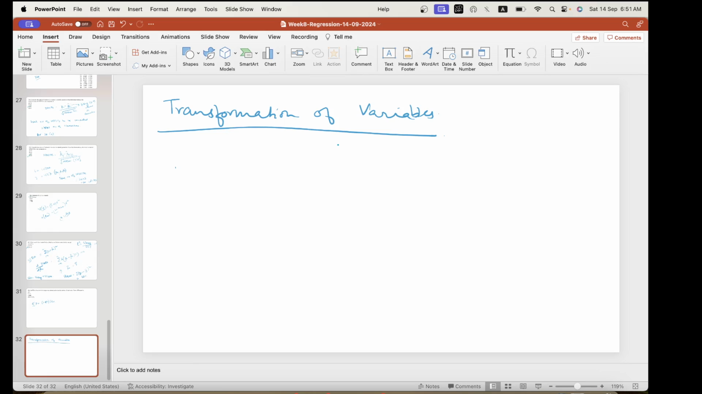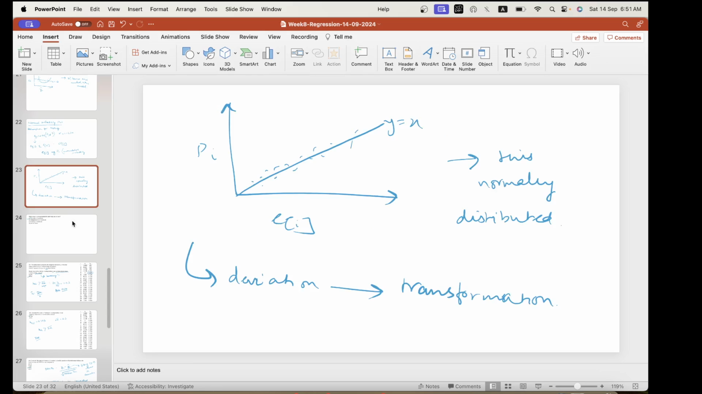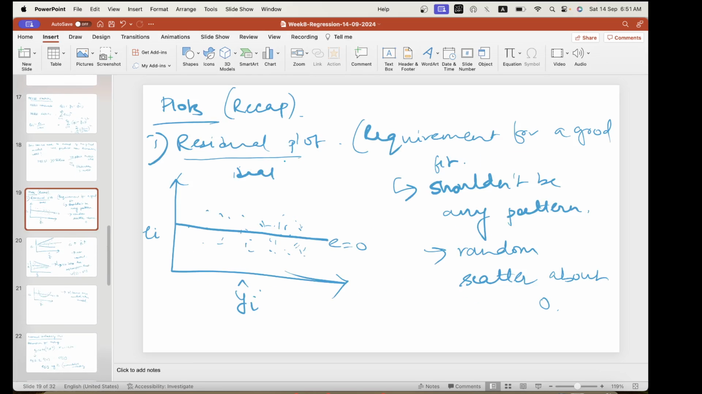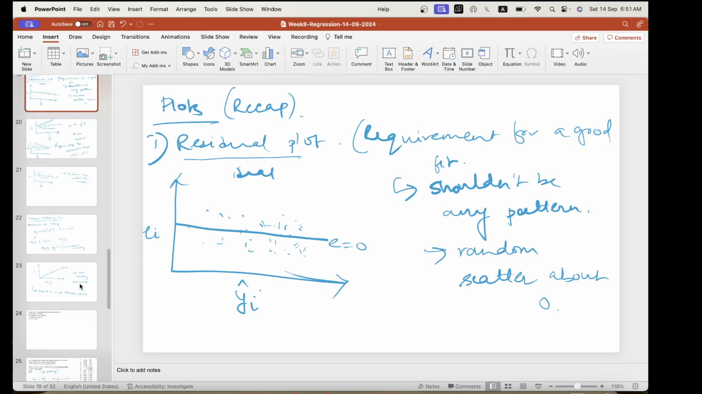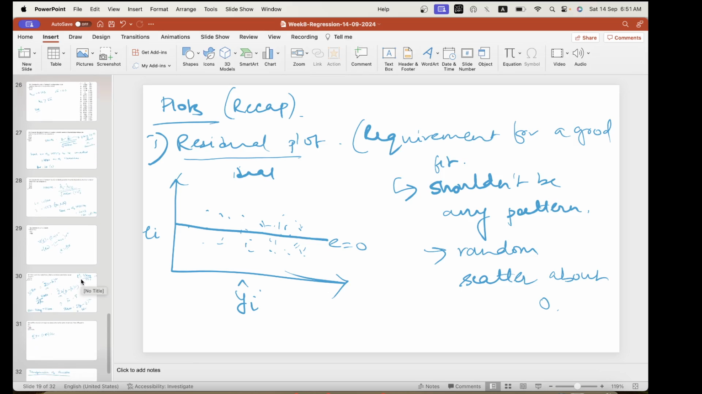Okay, so from these plots, we sort of understood when to use transformations, when certain conditions seem to be violated. That is the point where we should go ahead and use some sort of model transformation so that the usual OLS assumptions are no longer violated.